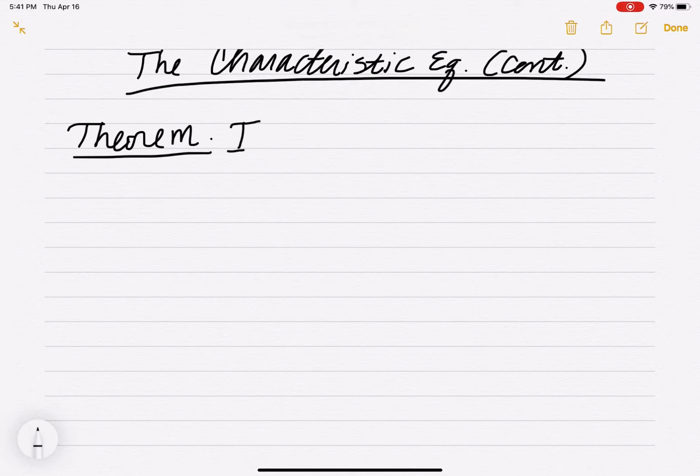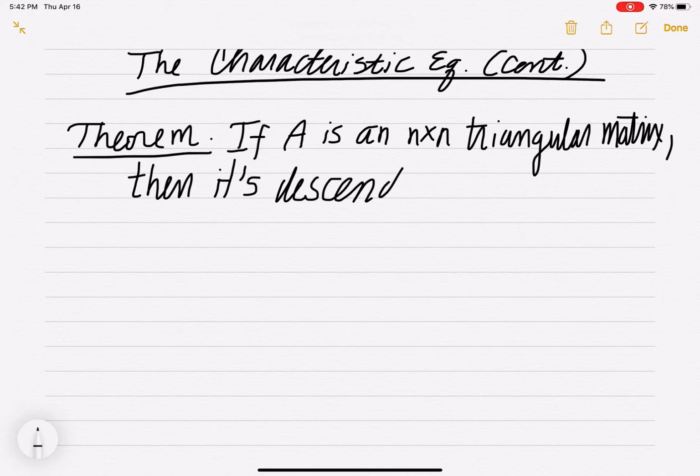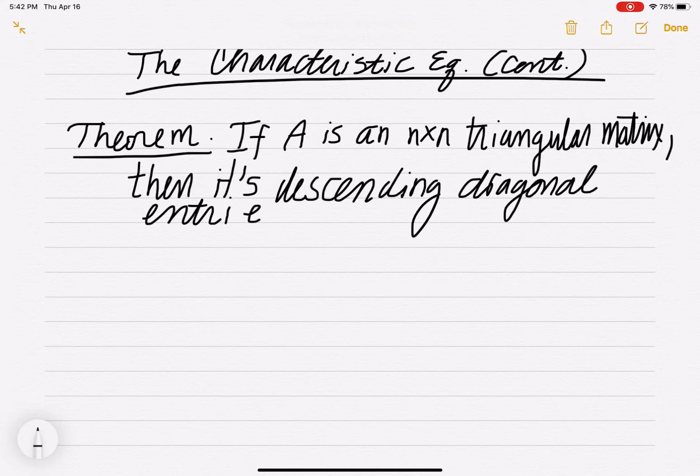It says this. It has to do with triangular matrices. If A is an n by n triangular matrix, then its diagonal entries, I should say descending diagonal entries, are its eigenvalues.